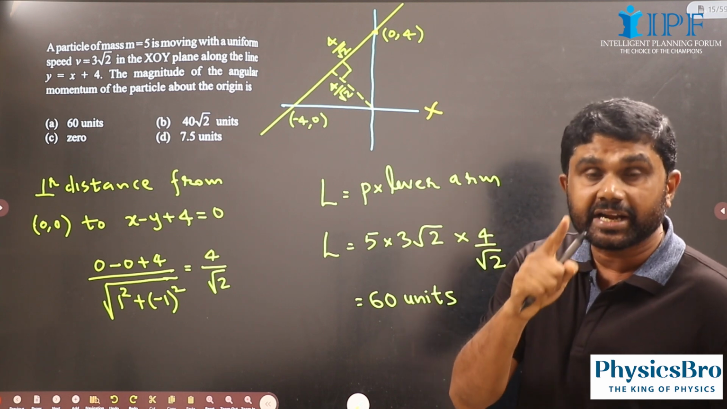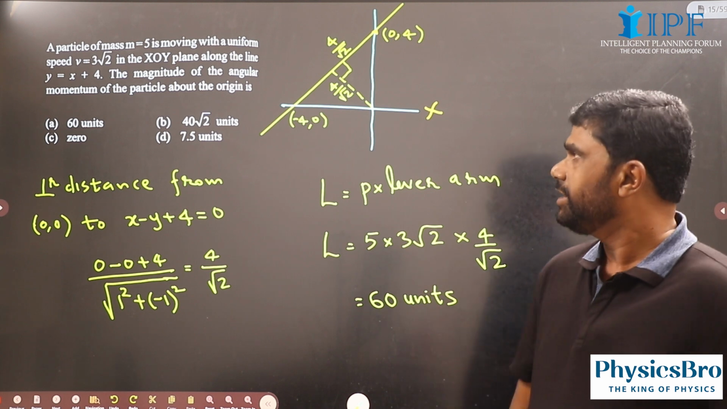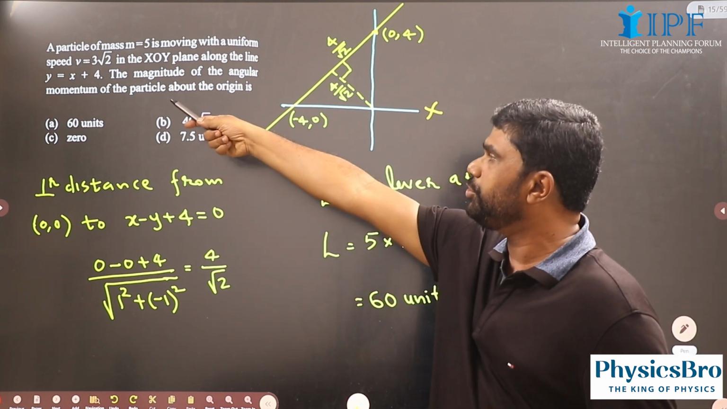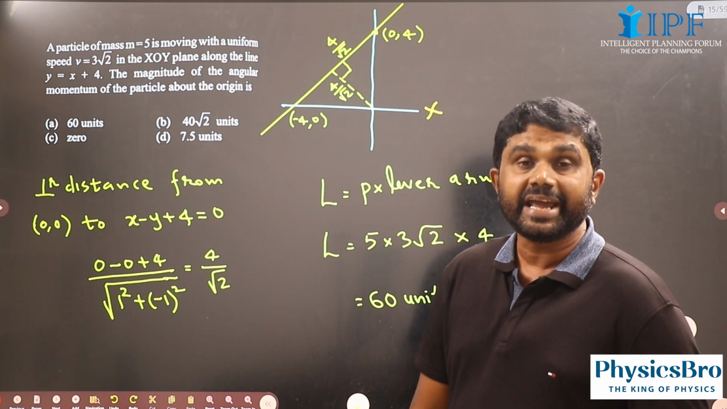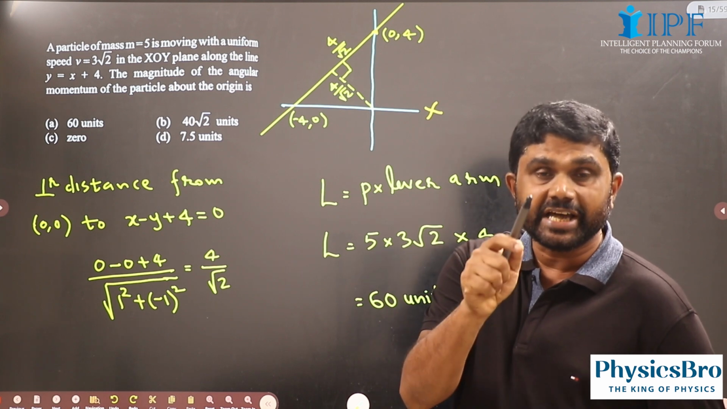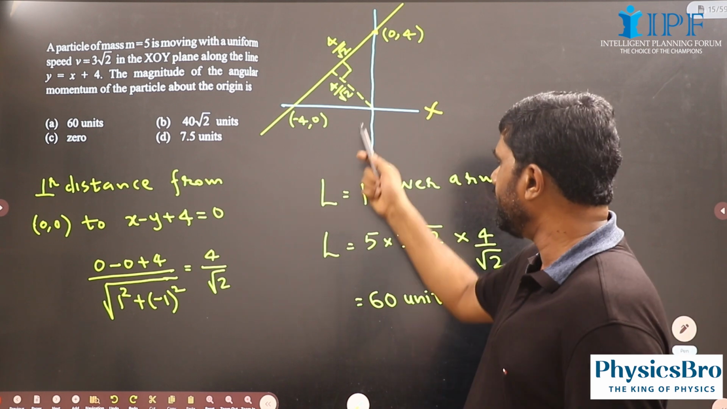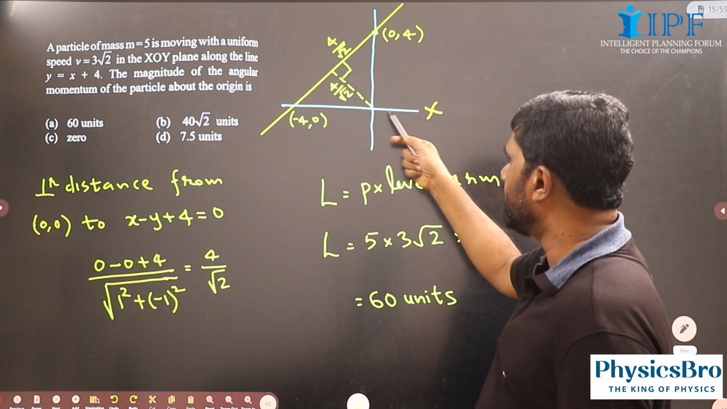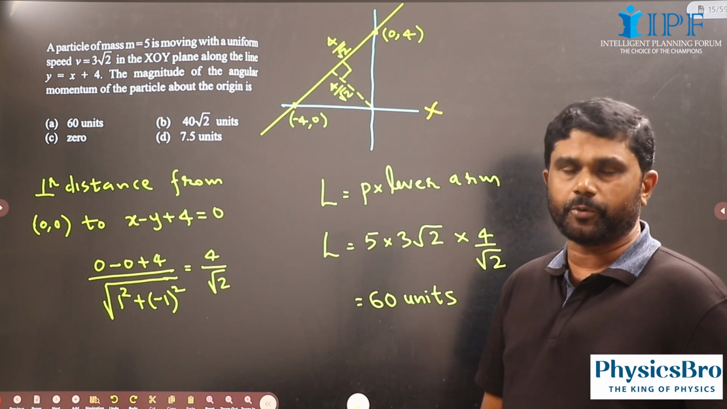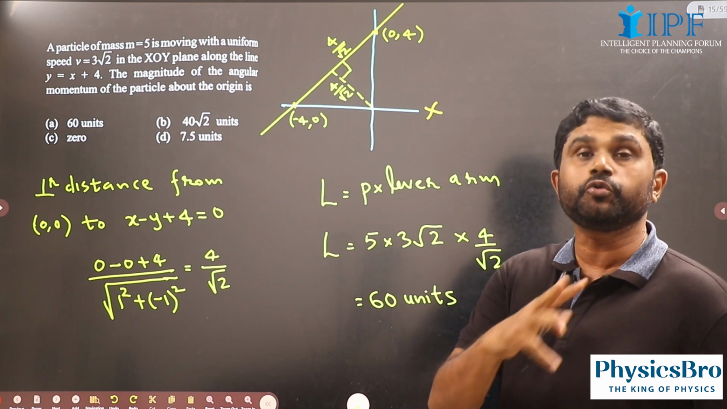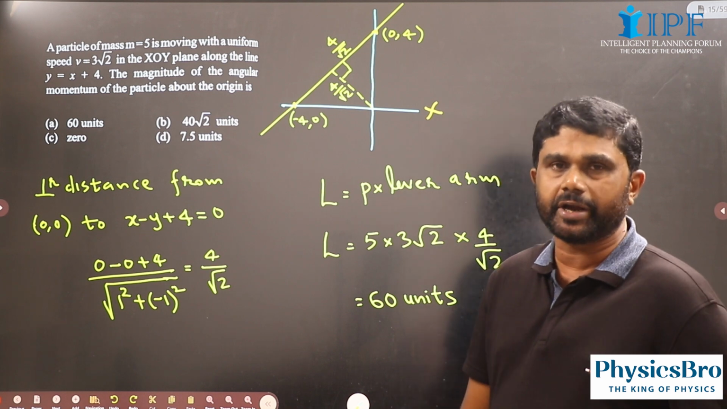Where does that line cut the x-axis? How do you get that? Put y equal to 0. When you put y equal to 0, you will get x plus 4 equal to 0. Then x equal to minus 4. That is the point at which the line cuts the x-axis. Okay, this is positive x-axis and this is negative x-axis. So this is another point on the line. So we have got 2 points. So simply join these 2 points, you will get the required line.